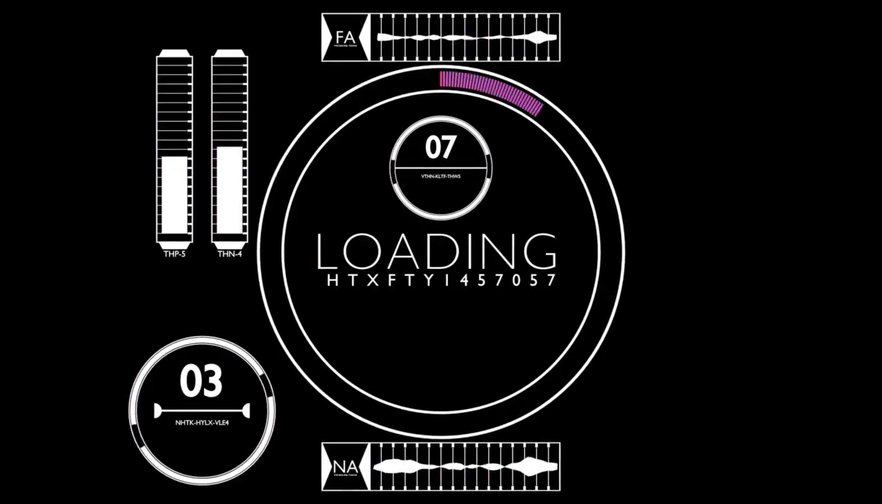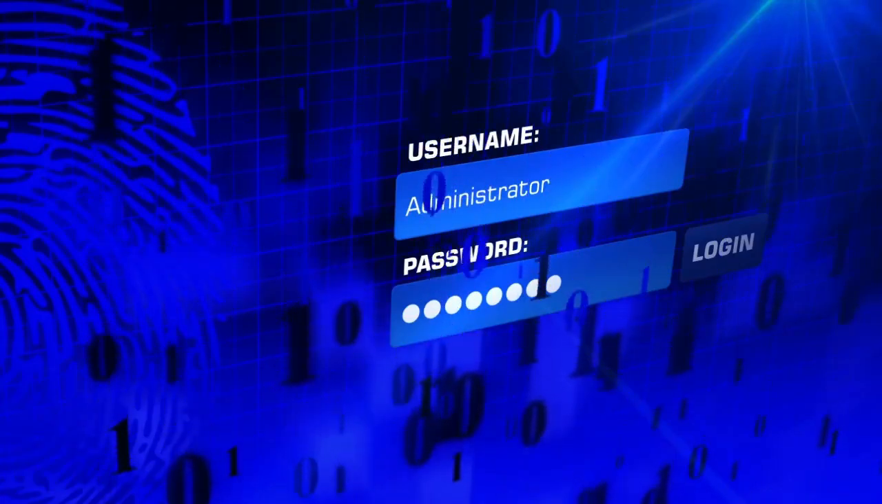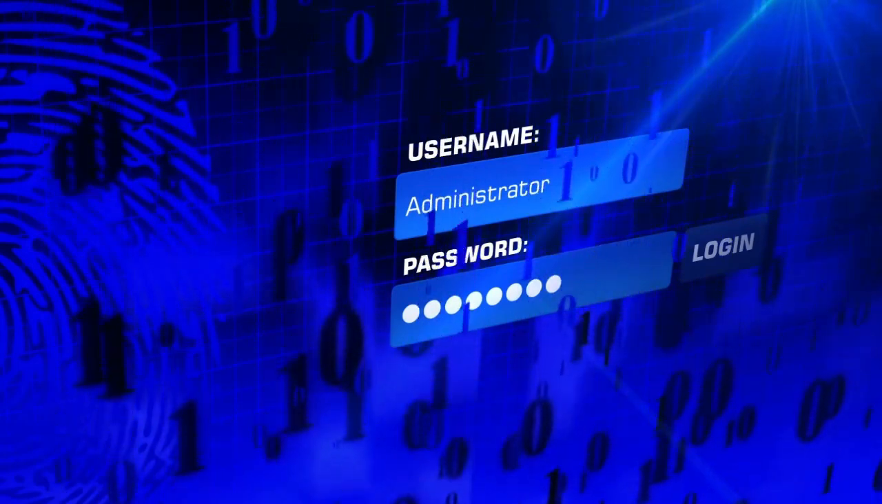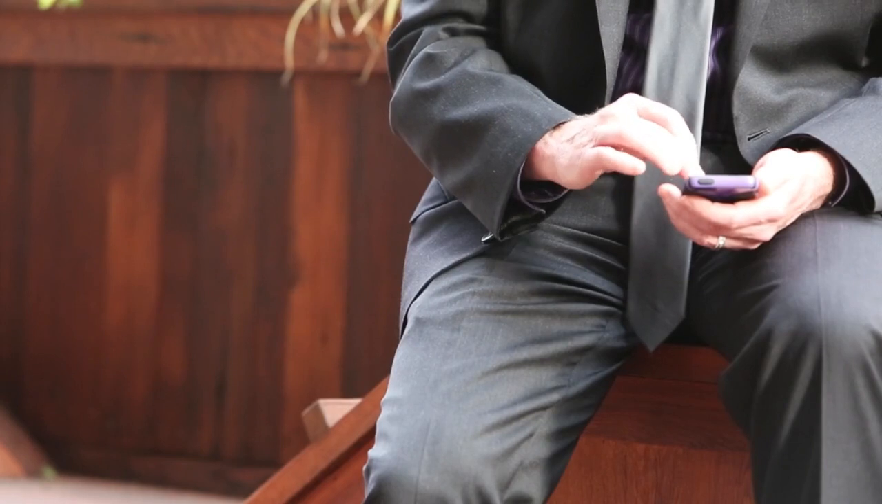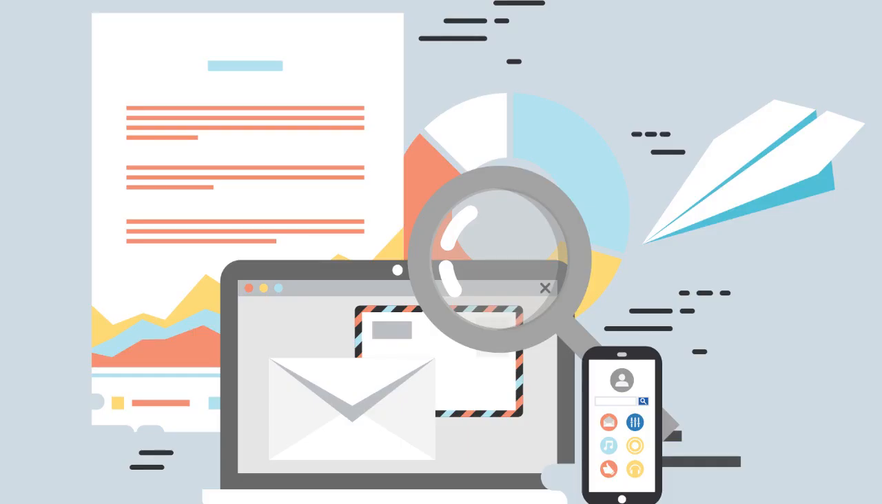The fifth point is, don't share your login information. Sometimes we may need to share login information for registration purposes on some websites. In such cases, it is recommended to create a dedicated account instead of linking everything to our personal email account.